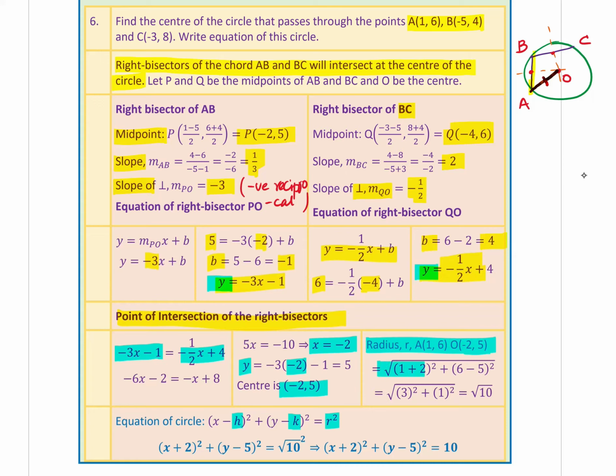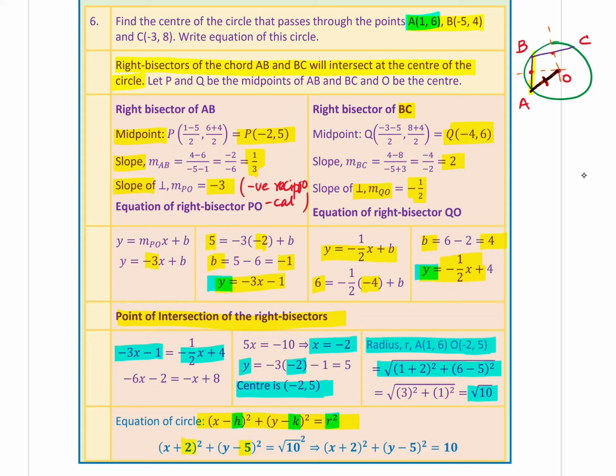So it is equal to, as shown here, the square root of 1 plus 2 whole square plus 6 minus 5 whole square, and that is the distance between the center and the point A, which is 1, 6, and gives us the square root of 10. So that becomes the radius of the given circle with the center minus 2 and 5. Apply the formula known to you as x minus h whole square plus y minus k whole square equals r square.